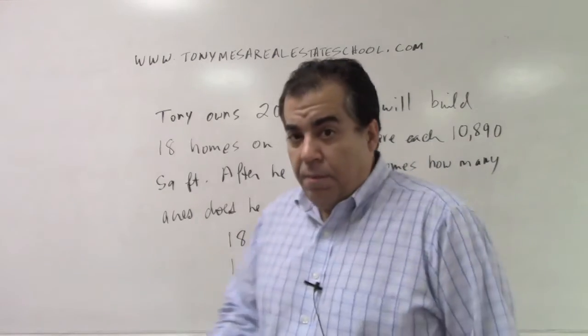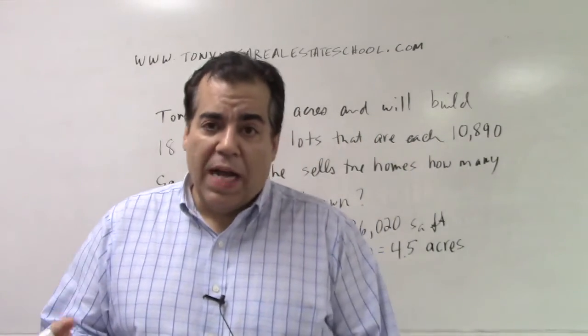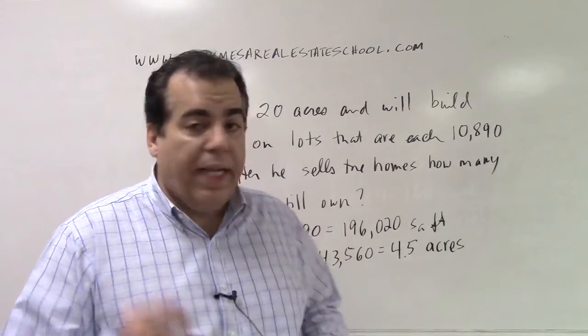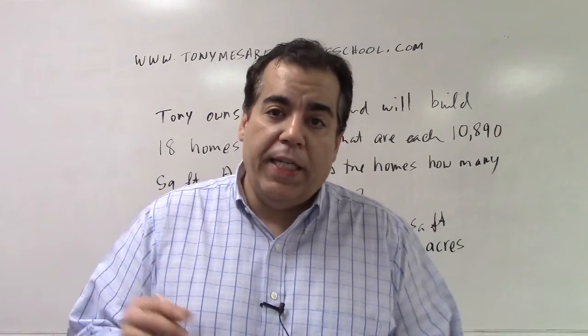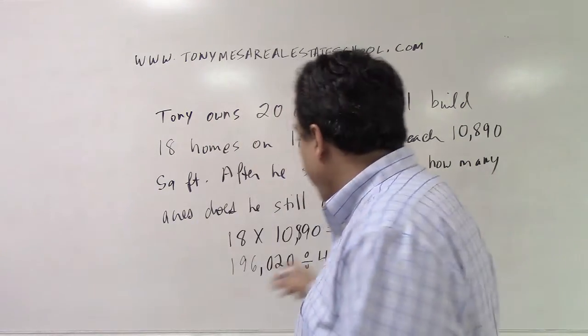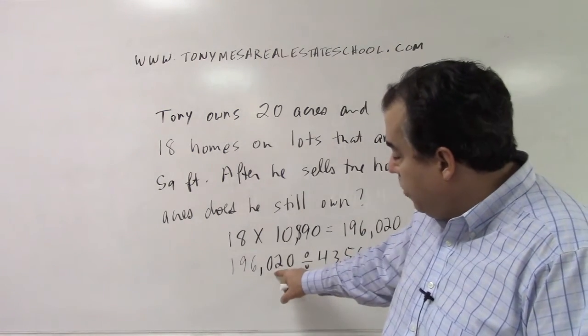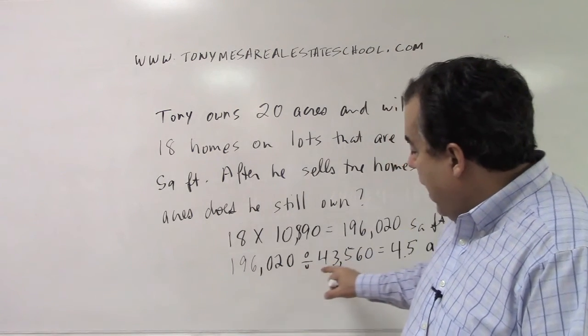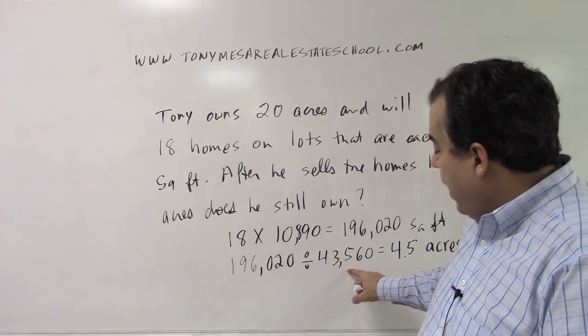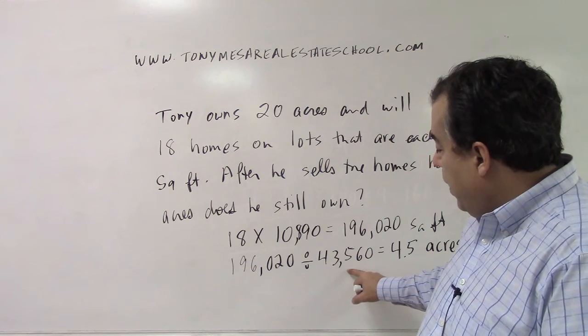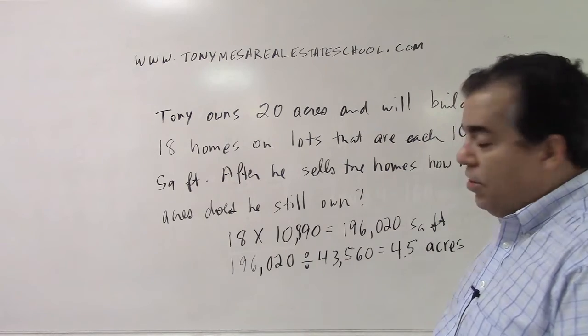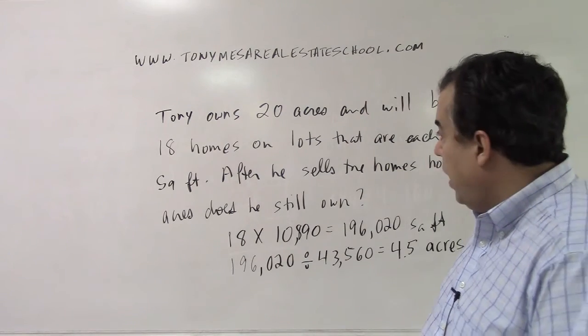So the idea is the 18 houses, they're on lots which are each 10,890 square feet. 18 times 10,890 square feet gives me this much total square footage that I'm selling off. If I take that square footage that I'm selling off and I divide it by 43,560 square feet in an acre, that tells me that is equal to 4.5 acres that I am selling, right?